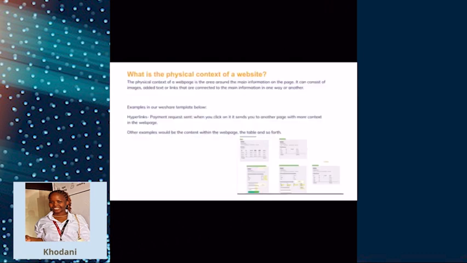What is the physical context of a website? The physical context of a web page is the area around the main information on the page. It can consist of the images, text, or links that are connected to the main information in one way or another. Examples in our website template below. We've got different types of data or content within our web page. We've got hyperlinks, we've got tables, and we've got content.